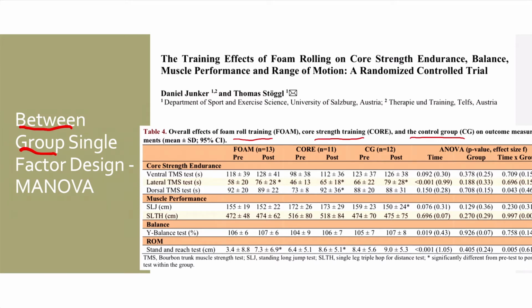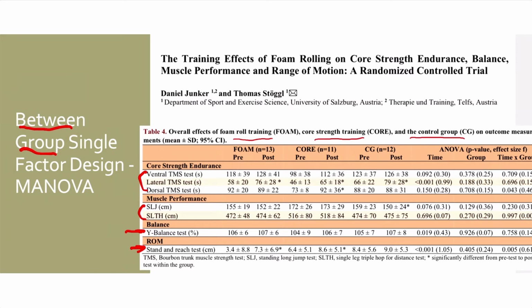Over the time of this treatment, subjects were measured pre and post in a variety of measures. They were measured on multiple dependent variables, which included core strength endurance, which had 3 subtests in that category, muscle performance, again 2 subtests, a balance test, and a range of motion test. Because there were multiple dependent variables, we put these people into a training program and measured the changes in their performance in 5, 6, 7 different tests of performance.